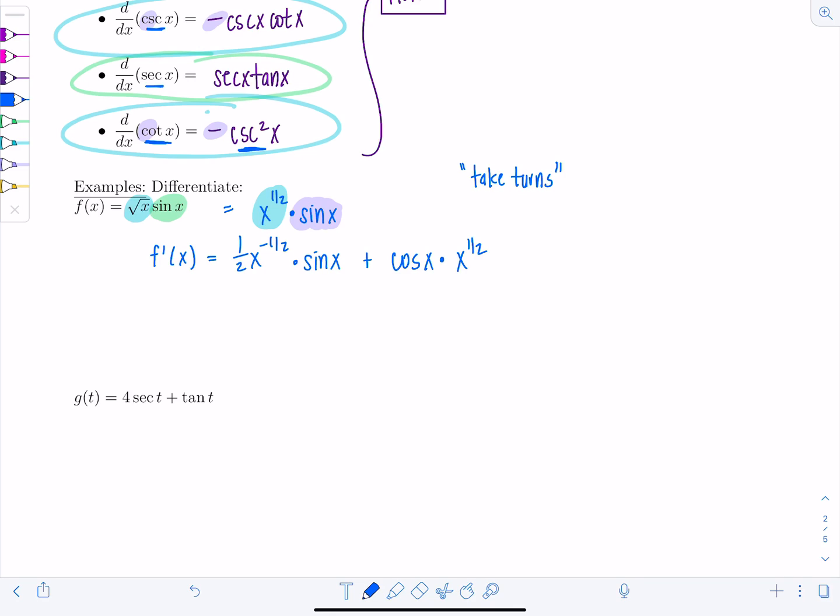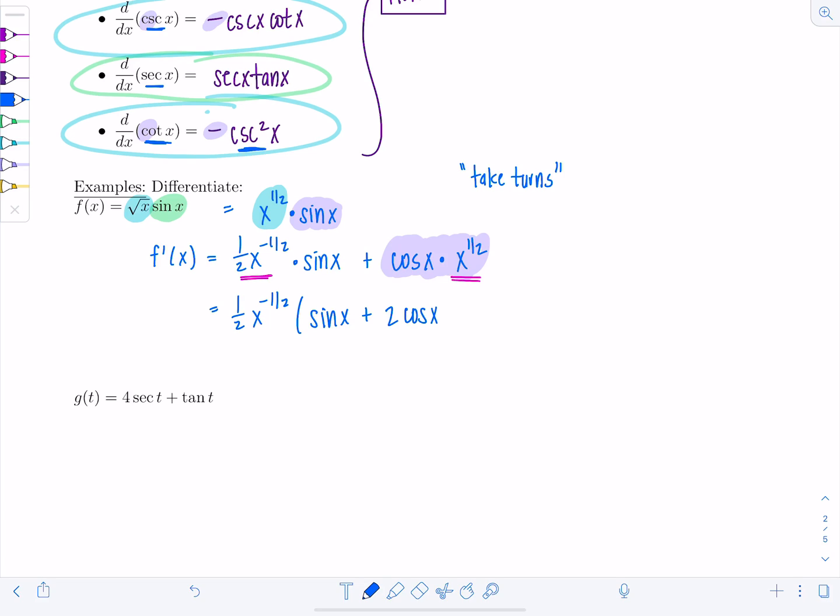So let's see here. I can factor out 1/2 x to the negative 1/2. Okay, so let's go ahead and do that. I'm going to take out 1/2 x to the negative 1/2. And I'm left with sine of x plus. Now you might be saying, what in the world? How did you take a 1/2 out of here? Well, I'm going to put a 2 right now, okay? If I divide by 1/2, that's the same as multiplying by 2.